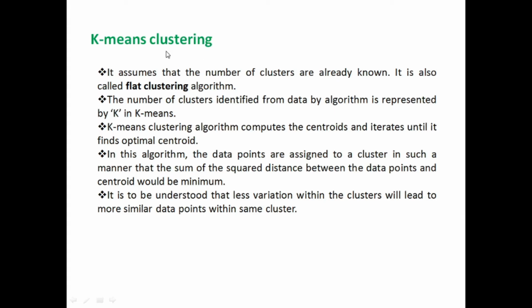In brief, k-means clustering assumes that the number of clusters is already known. It is also called a flat clustering algorithm. The number of clusters here is identified from the data given to us by the algorithm itself. That is why it is the k-means algorithm. The k-means clustering algorithm computes the centroids and iterates until it finds the optimal centroid. Let me explain this point here.